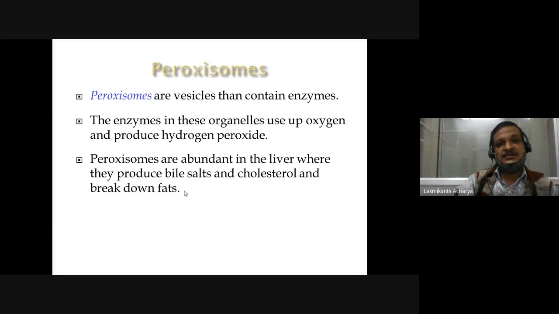And the another organelle, that is your peroxisome. These are vesicles. This contains enzymes, and mostly they use oxygen and produce hydrogen peroxide.